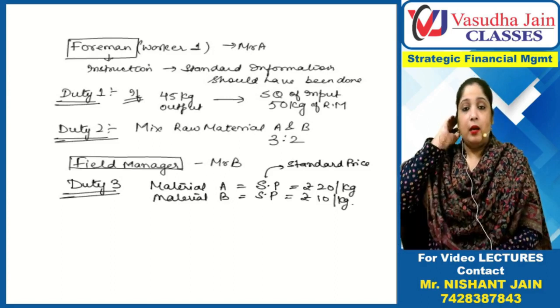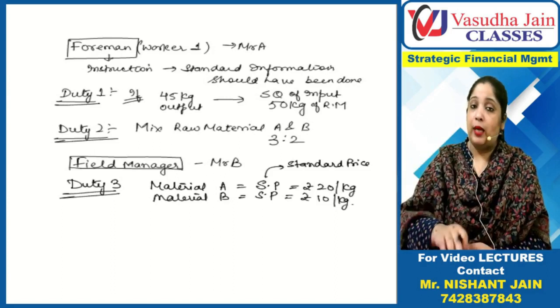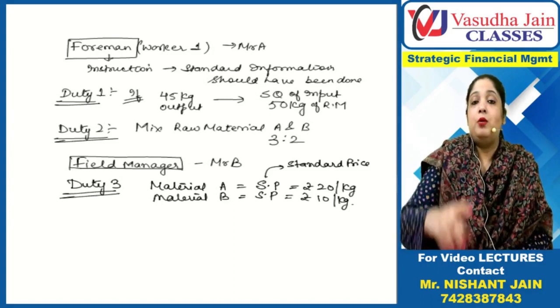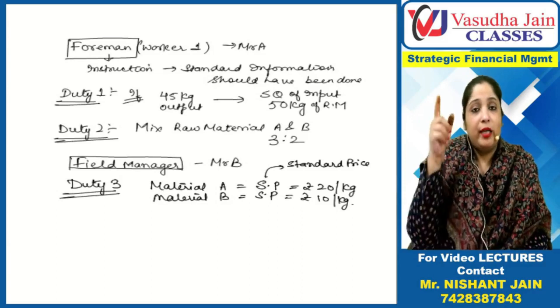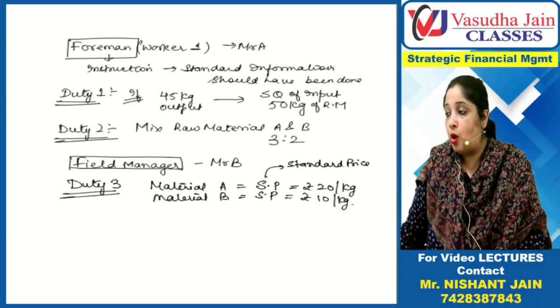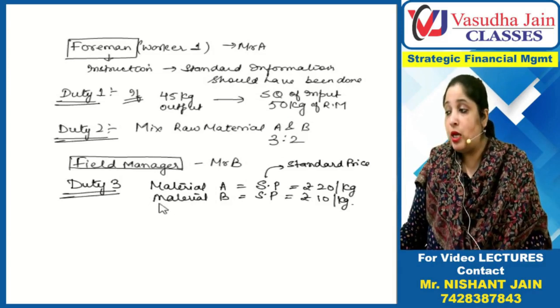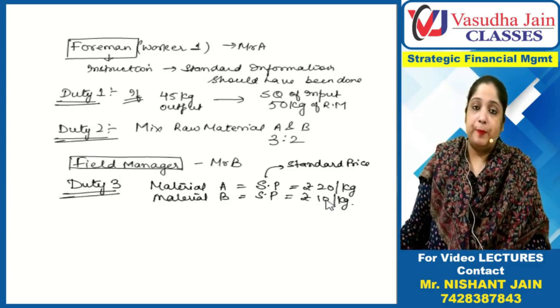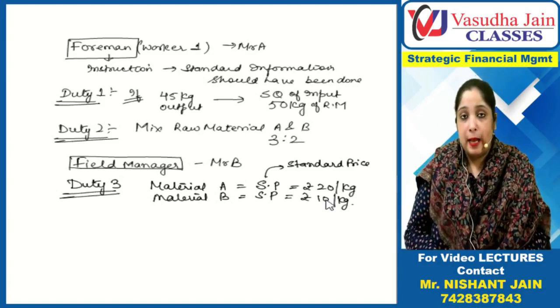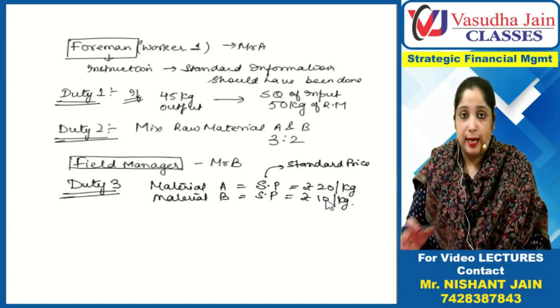So again, please listen to what I am saying. Mr. B is saying, ma'am, should I buy this quantity? I am telling him, don't think about quantity. Whatever quantity Mr. A wants, buy that quantity. Whether he wants more or less, that is his problem. You just have to buy at the right price. So Mr. B says, okay ma'am, I have understood my duty. I have to buy the raw material at the correct price.